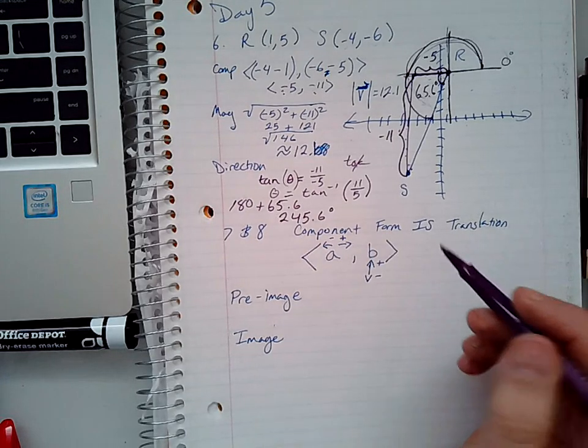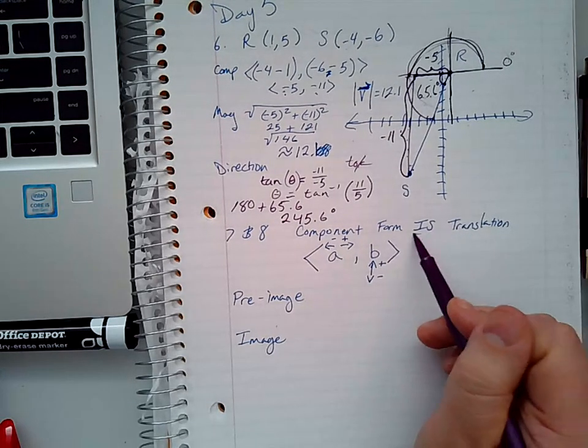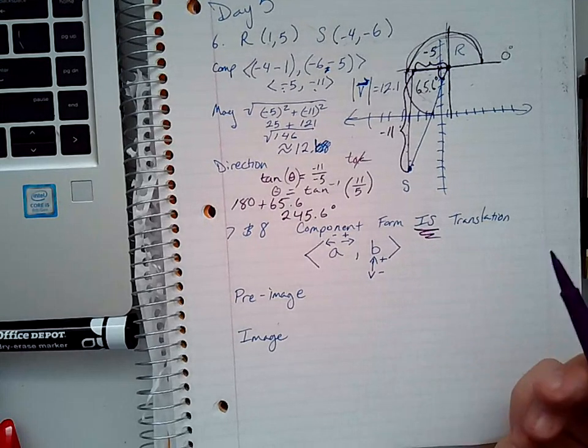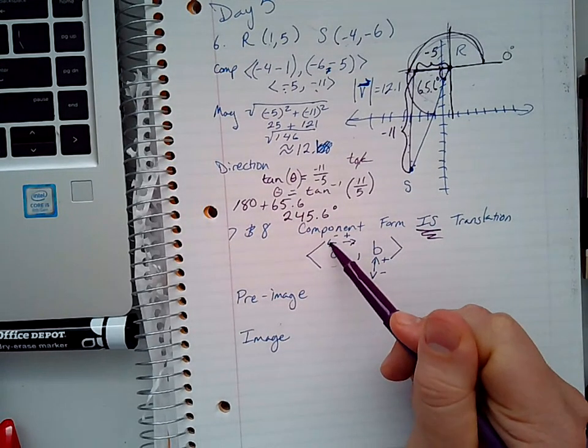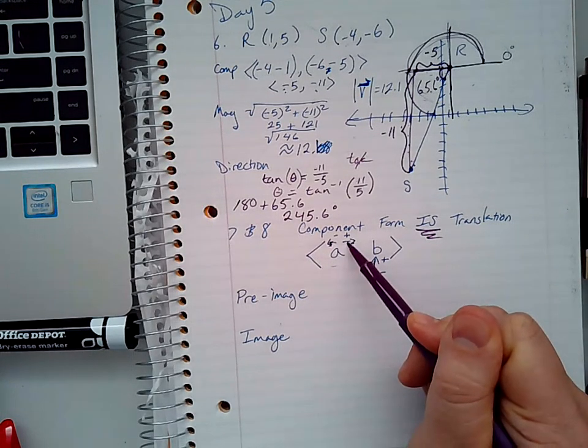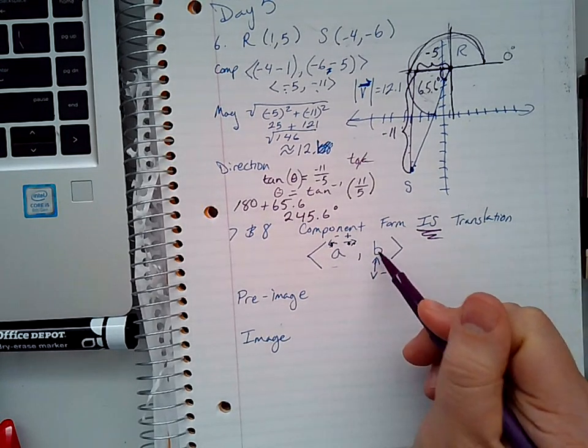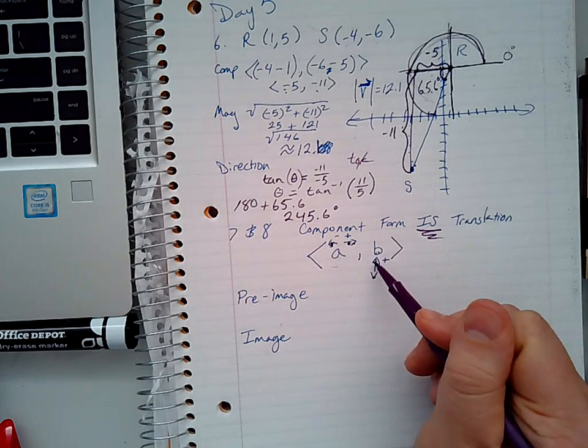For 7 and 8, just remember that component form is translation. It is a form of translation. So our A represents our left and right movements. If A is negative, we're moving left. If A is positive, we're moving right. If B is negative, we're moving down. If B is positive, we're moving up.